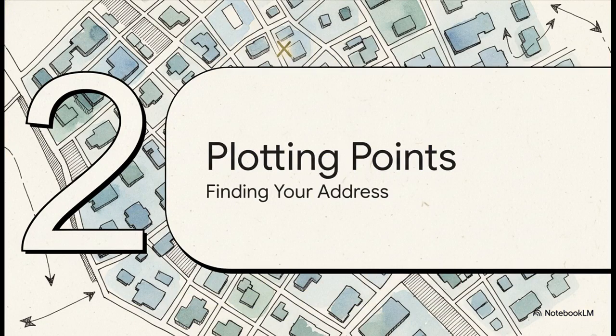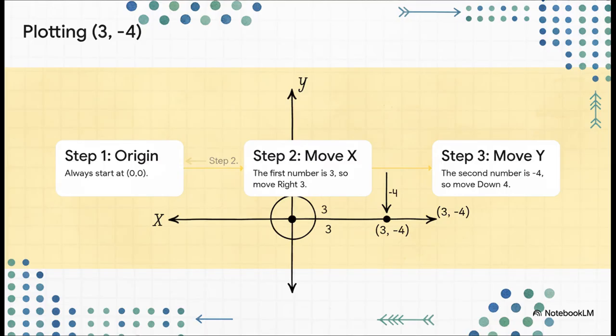All right, our city map is all laid out. Now let's actually put it to work. Let's try to find a specific address. Okay, let's find the point (3, -4). Step 1, you always start at the origin, right there at (0, 0). Step 2, our x value is a +3, so we move 3 spots to the right. And then step 3, our y value is a -4, so from that new spot, we move down 4 units. And there it is, we've plotted our point.